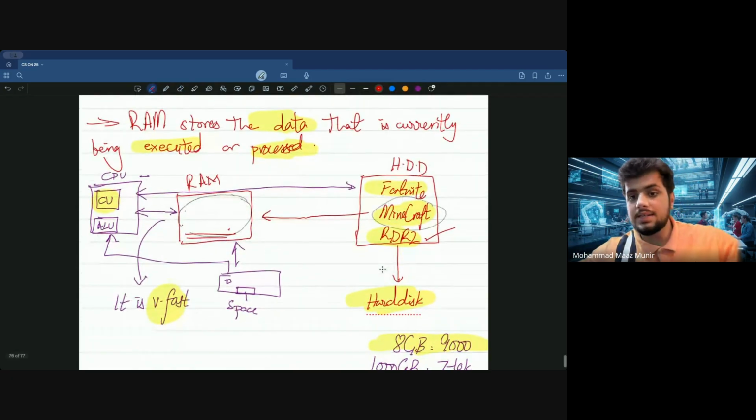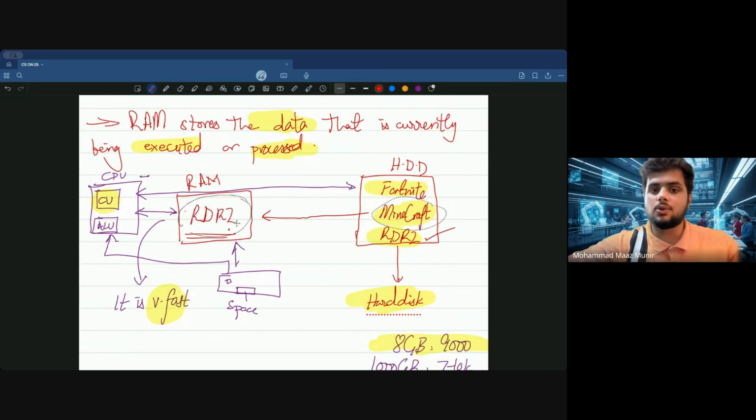Now if I want to, let's say, play RDR2, so the files of RDR2 are going to go back into RAM. So it's going to come up here. So RDR2 जो आपके आगे, that's now in the RAM, RDR2. Now I have RDR2 up here.